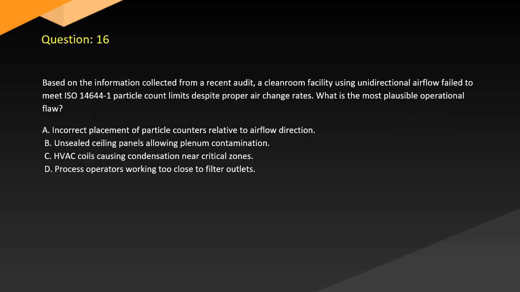Question 16. Based on the information collected from a recent audit, a cleanroom facility using unidirectional airflow failed to meet ISO 14644-1 particle count limits despite proper air change rates. What is the most plausible operational flaw? A. Incorrect placement of particle counters relative to airflow direction. B. Unsealed ceiling panels allowing plenum contamination. C. HVAC coils causing condensation near critical zones. D. Process operators working too close to filter outlets.